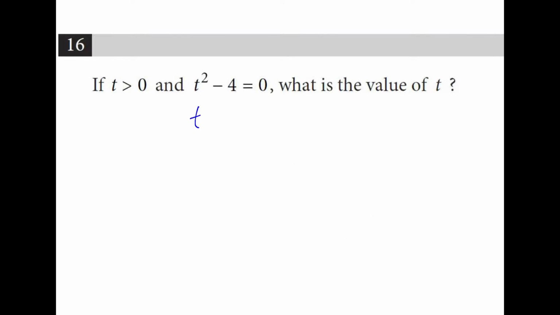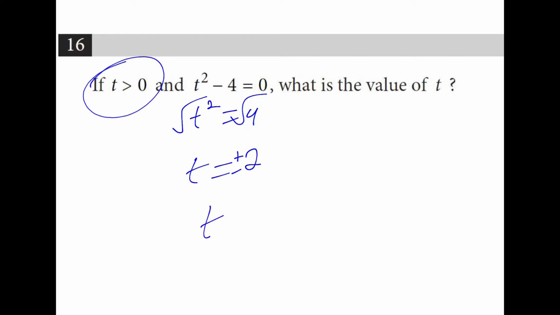So t squared is equal to 4 after I add 4 to both sides. If I take the square root of both, I get that t is equal to plus or minus 2. But it has to be bigger than 0, so t is equal to 2.